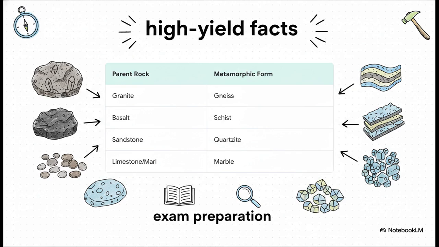Now this table right here, this is pure gold for your exams. I'd seriously recommend grabbing a screenshot. These pairs are absolute must-knows. Just think, granite becomes gneiss, basalt turns into schist, sandstone changes to quartzite, and as we just saw, limestone becomes marble. Make sure you have these memorized.